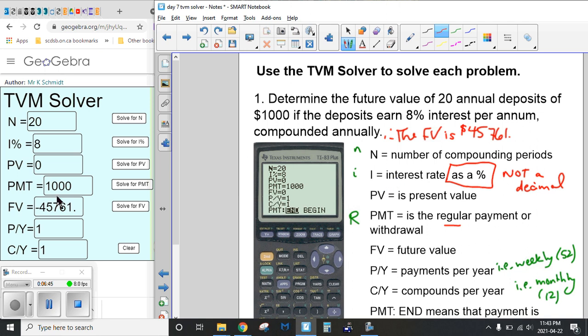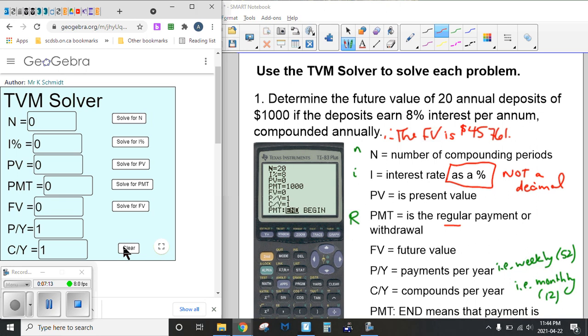You might wonder why that's a negative, but the idea is we're going to deposit 1,000, deposit 1,000, deposit 1,000 20 times, and then at the end of all of that, we're going to take it out of the account. So that's why it's assumed to be a negative. They're saying, yeah, you're going to take out that money in the future. Okay, so there's a first TVM question.